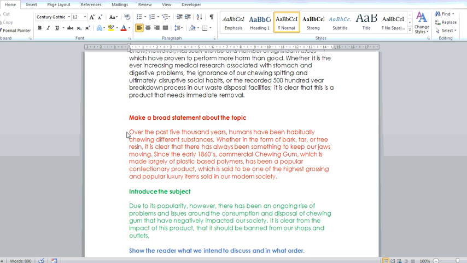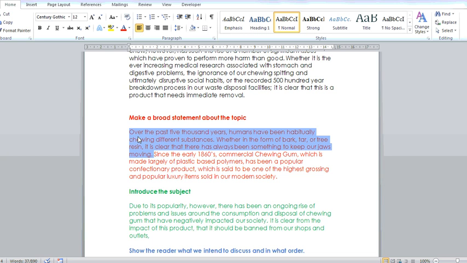It starts off by setting a stronger context. Over the past 5,000 years, humans have been habitually chewing different substances. Whether in the form of bark, tar or tree resin, it is clear that there has always been something to keep our jaws moving. Now, when you read this, it's not just like reading something off of a page. You can actually tell that there's someone really speaking to us here, even though they're still using written language.